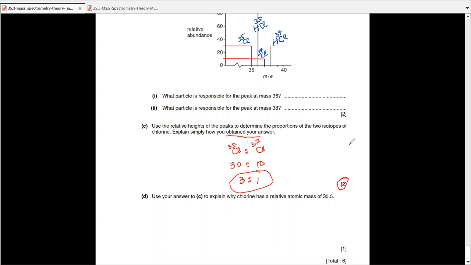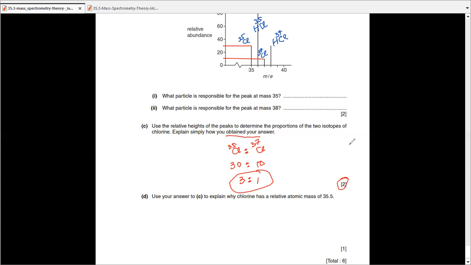35 into? 35 into 30 and 37 into 10. So 30 plus 10 is equal to? 40. So why are you dividing it by 100 and not 40? You're taking 40 atoms in total and you're dividing it by 100.